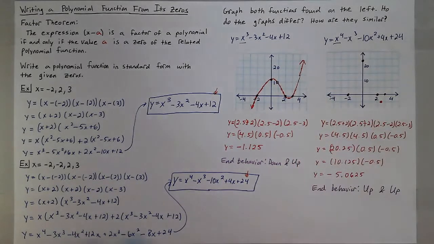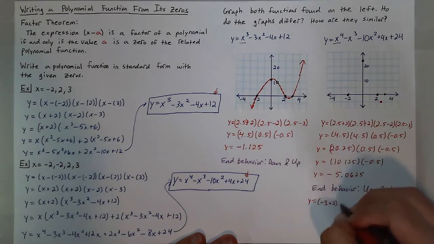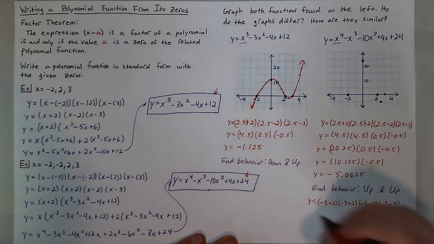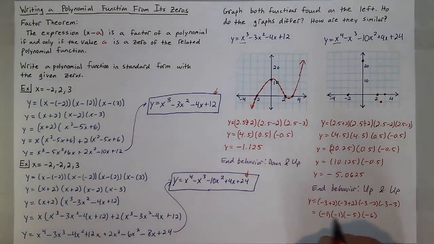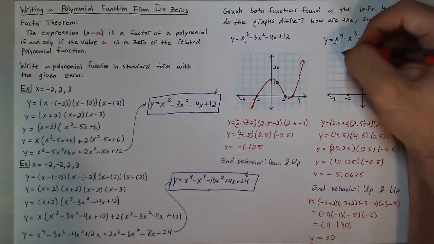So let's plug in -3 and see what happens. So y is equal to -3 plus 2 times -3 plus 2 times -3 minus 2 times -3 minus 3. So it gives me -1 times -1 times -5 times -6, which is -1 times -1, which is 1, times 30. So you get 30. So at -3, it goes all the way up to 30.